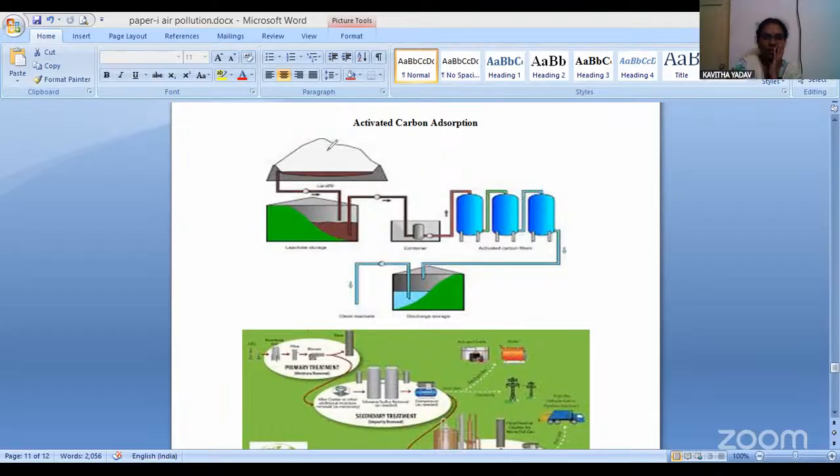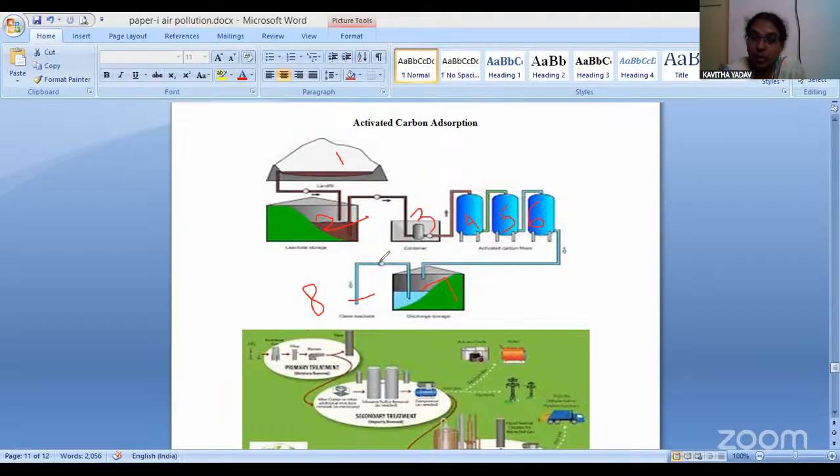The gas enters the first chamber. Okay, this is the first chamber, and this is the second one. This is the third chamber, fourth, fifth, sixth, seventh, and eighth.